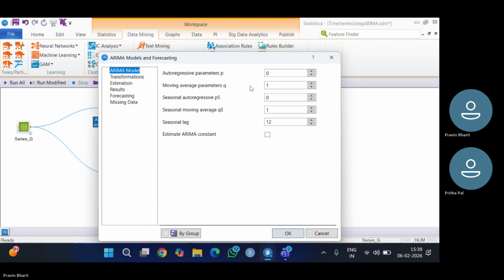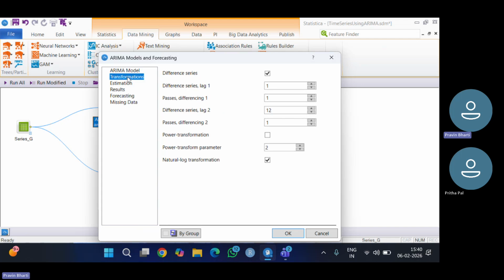And this moving average seasonal parameter, I'm also taking it as 1 through the autocorrelation function and the partial autocorrelation plot. And we can observe that in our data set the seasonality occurs at the 12th month. So after every 12 months, we observe a seasonality. That's why I have taken seasonal 12.